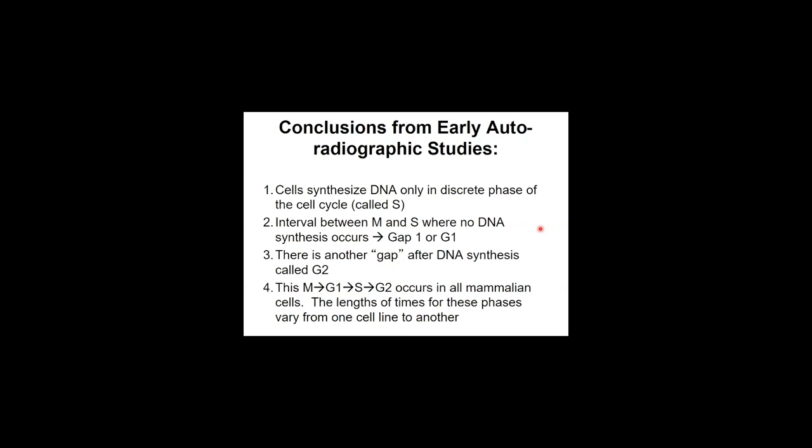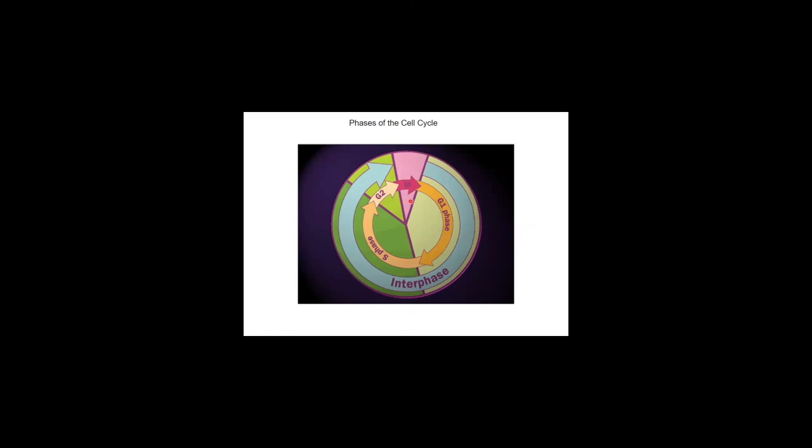The lengths of times for the phases may vary. And in particular, as we noted before, G1 is the most variable phase of the cell cycle, but it was significant. And again, I want to bring up this point. Here's M phase, here's interphase. On your boards, if you see the word interphase, you should know that it includes G1, S, and G2. And they do sometimes ask that.